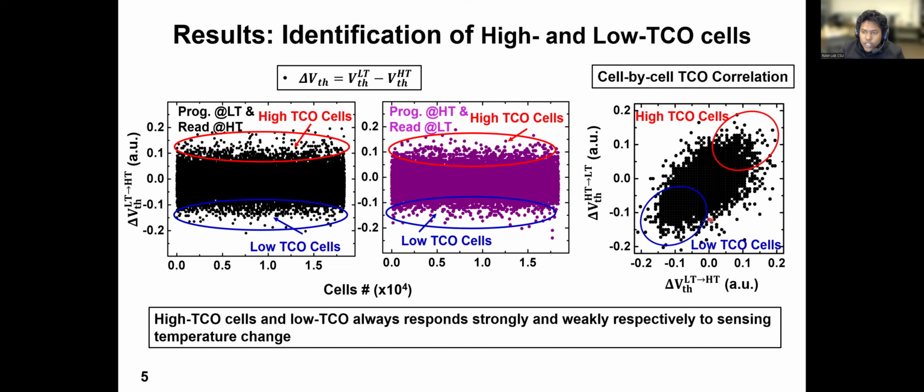Now, this correlation plot clearly shows us that there's a group of cells that always responds strongly to temperature change, let it be low temperature to high temperature or high temperature to low temperature. And there is a group of cells enclosed by this blue circle that always responds very weakly when the sensing temperature is changed in whatever direction. So this correlation plot shows us that being a high temperature coefficient or low temperature coefficient cell is their physical property. There is something physical with those cells that makes them respond in these two different ways.